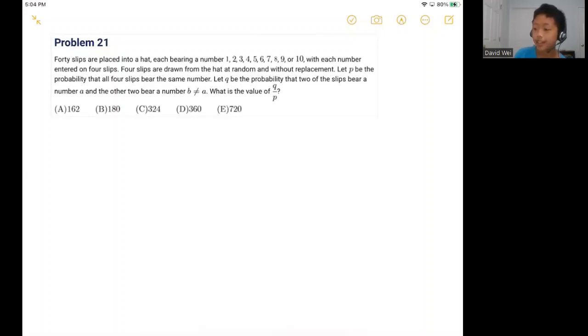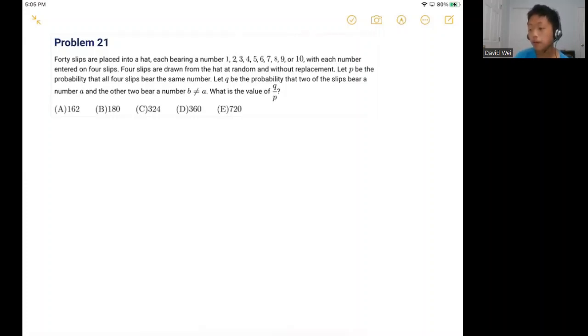In case you're not familiar with the vocabulary, without replacement just means that when you take a slip from the hat, you're not going to return it. You're just going to throw it away forever. If the question instead said with replacement, it means you take a slip from the hat, look at the slip, then put the slip back into the hat. But in this case, without replacement means you just discard it forever.